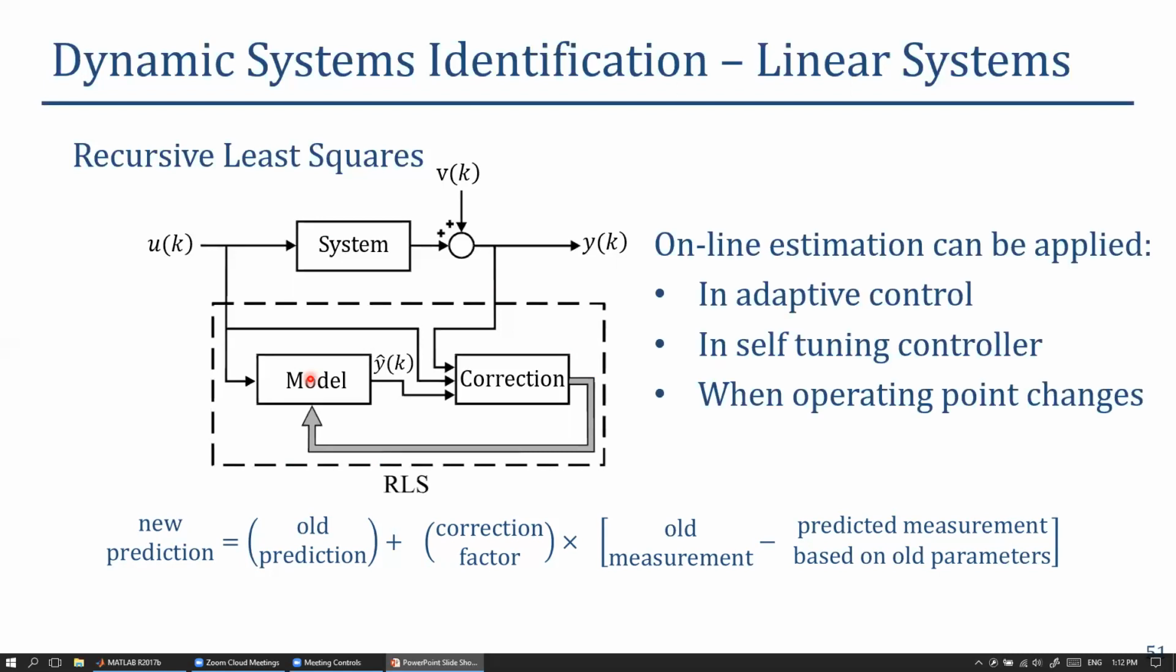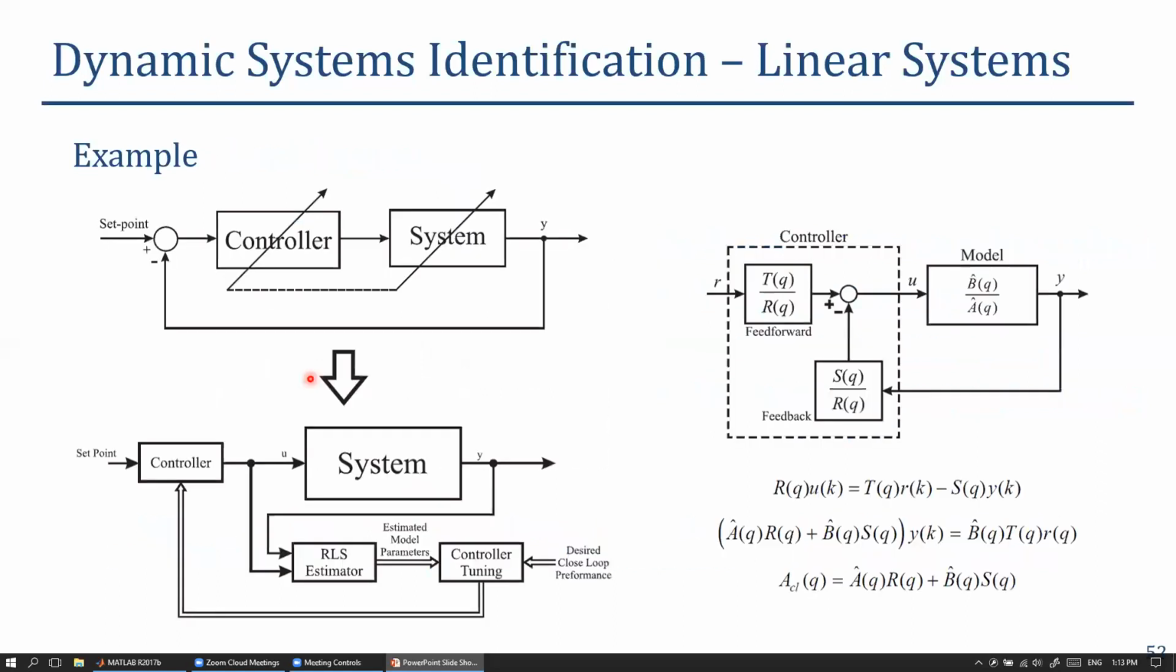This can be applied for adaptive control, right? It can be applied for self-tuning controllers, right? And for, let's say, systems where the operating point changes and the system changes with the operating point. This is going to be much clearer now with the example. In this example, we're going to use adaptive control. So we have a nonlinear system here, right?